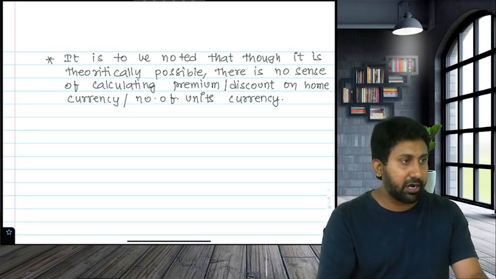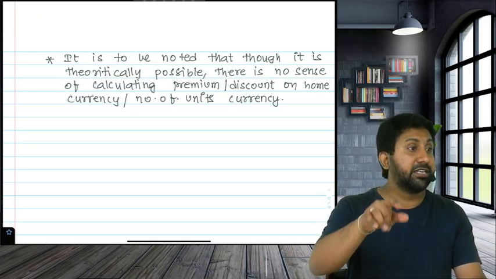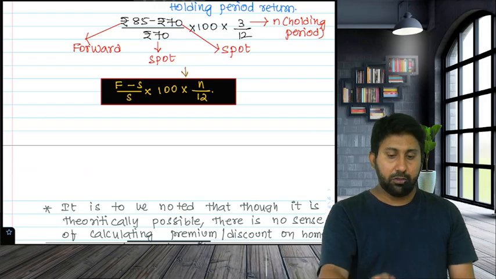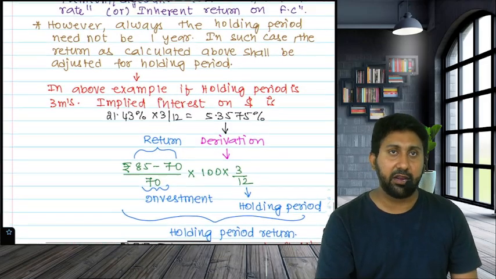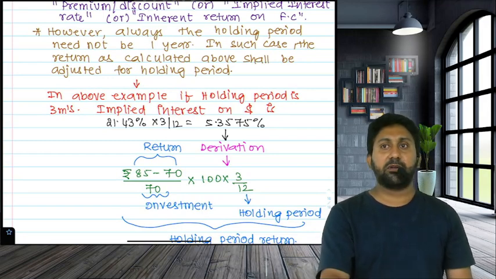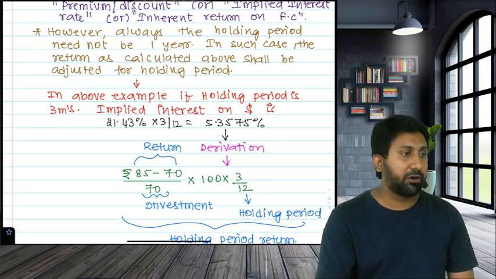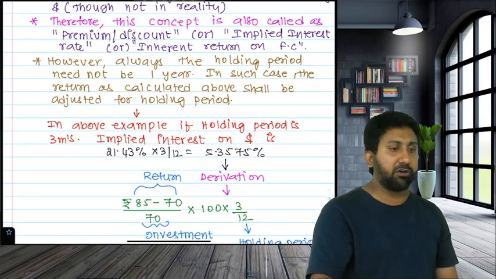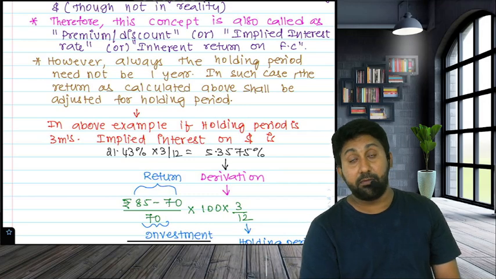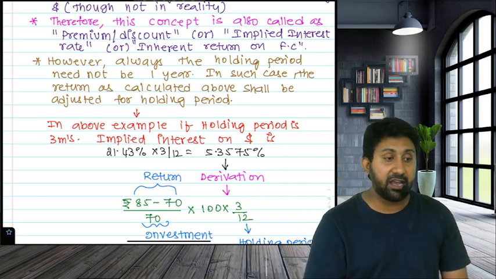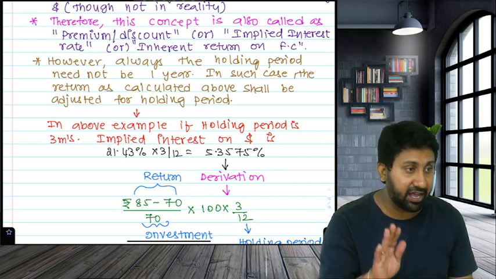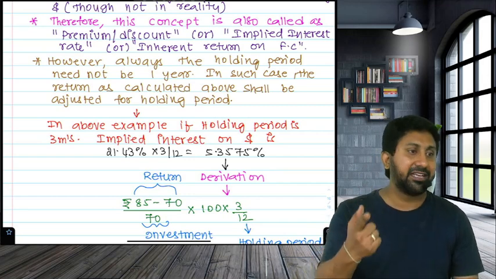It is to be noted that though it is theoretically possible, there is no sense in calculating premium or discount on the home currency or the number of units currency. This is the whole concept behind the area called appreciation and depreciation in foreign currency. This concept is otherwise called premium or discount in the foreign currency. Premium or discount in what, sir? Foreign currency. Generally, in case of a home currency, we should not calculate premium or discount, because the premium or discount in this area is an inherent premium or discount. Rupee doesn't inherently generate any kind of return in India. Rupee will generate a return only if it is invested.